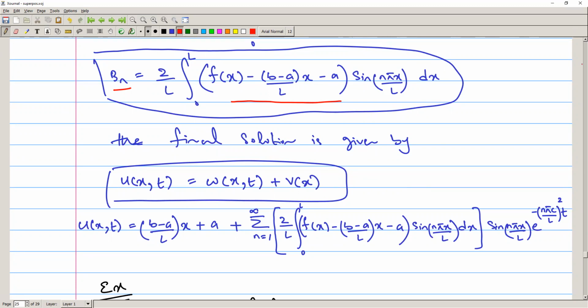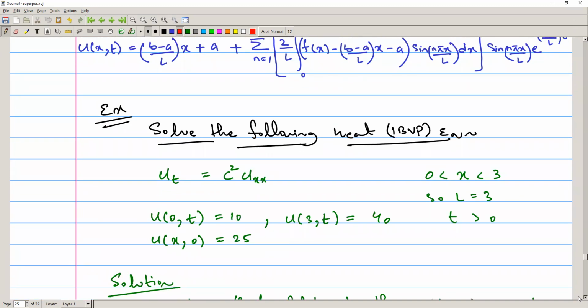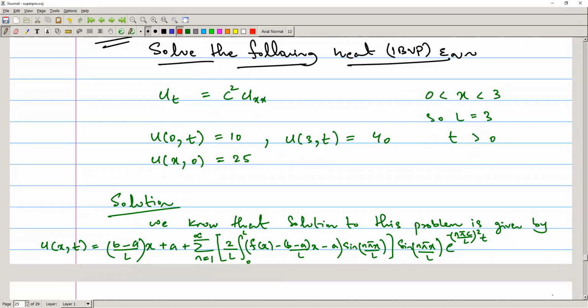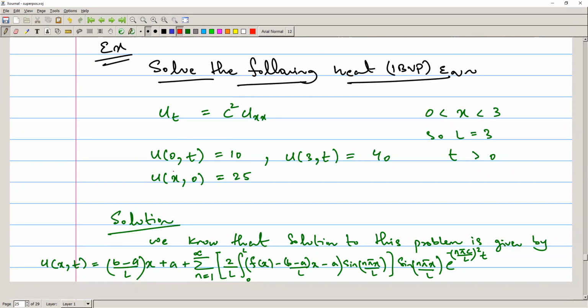So here is example number 1: solve the following initial boundary value problem, that is the heat equation u_t is equal to c squared u_xx, and the boundary conditions are non-homogeneous Dirichlet boundary conditions. Here we can see that a is equal to 10 and b is equal to 40, right? And f of x is given as 25.